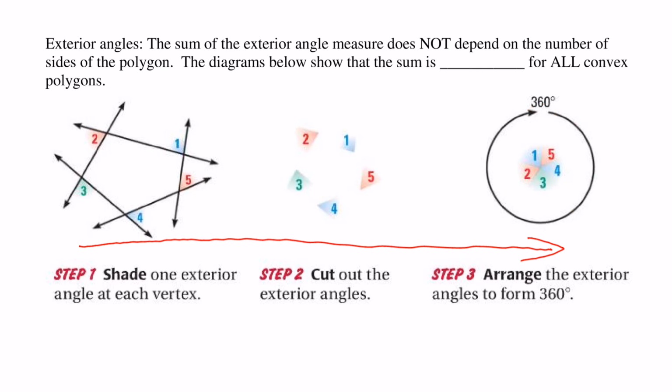So that means that for all convex polygons, the exterior angles are going to have a sum of 360 degrees. And it doesn't depend on the number of sides of the polygon. It will always add up to be 360 degrees.